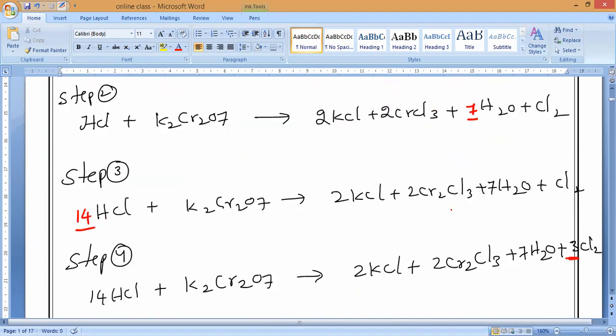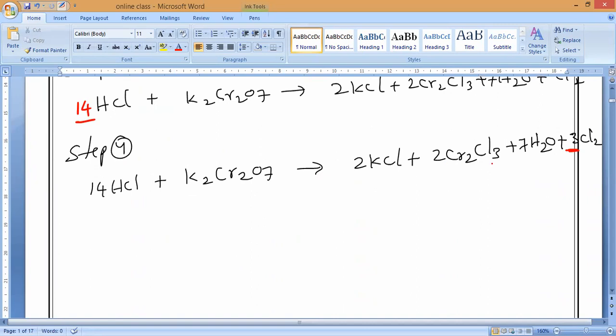Count the chlorine, everybody. 3 2s are 6. 6 plus 2, 8. 3 2s are 6. So 6 plus 6, 12. 12 plus 2, 14. Clear, guys? Yes or no? That's all. That is the answer. So before we solved the same question in 10 steps, but how many steps did we solve now? 4 steps. Any doubt? This is the way which you have to solve this question.